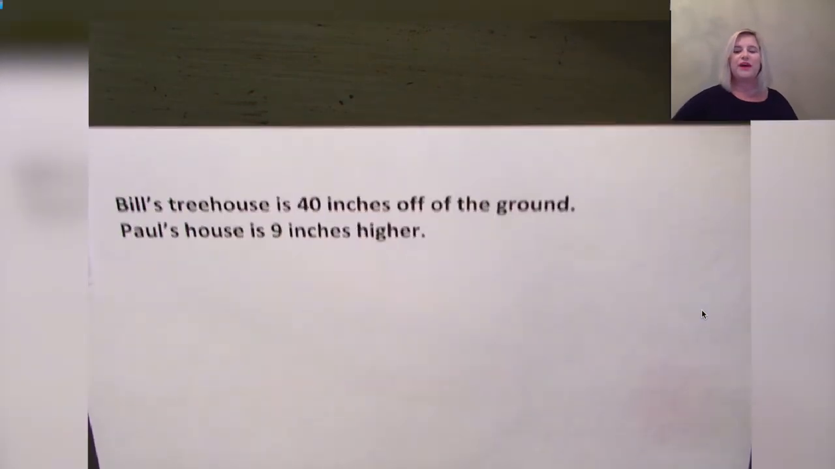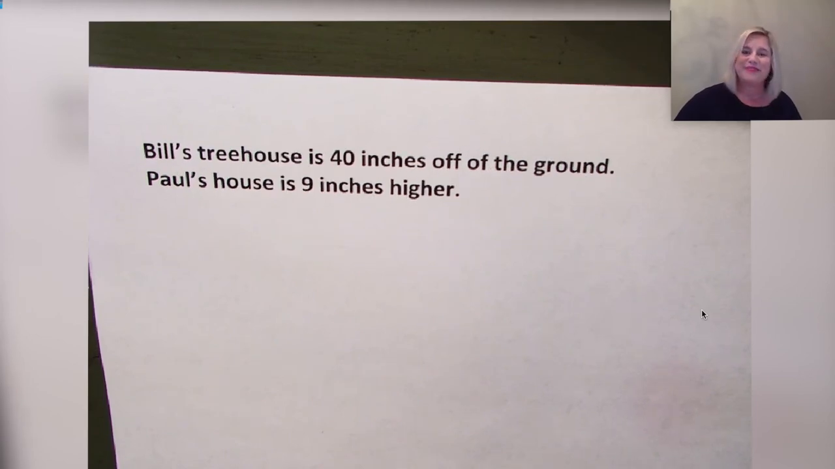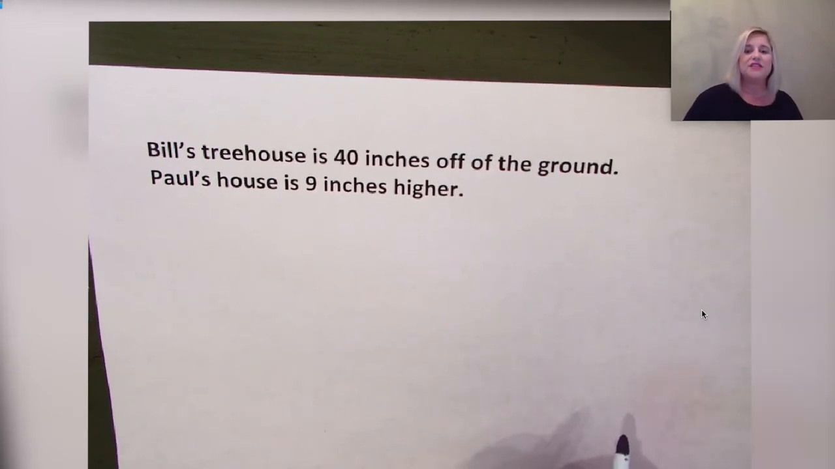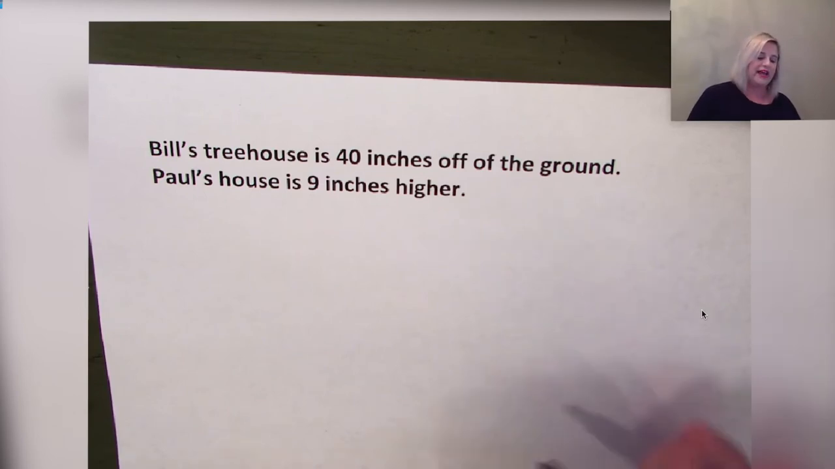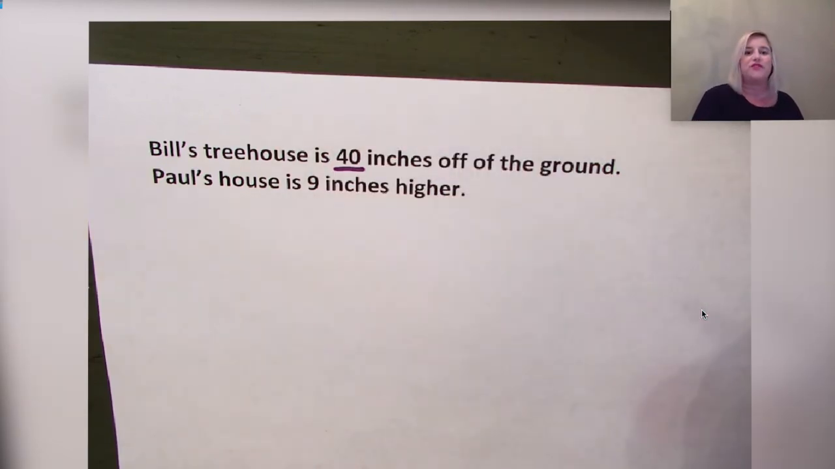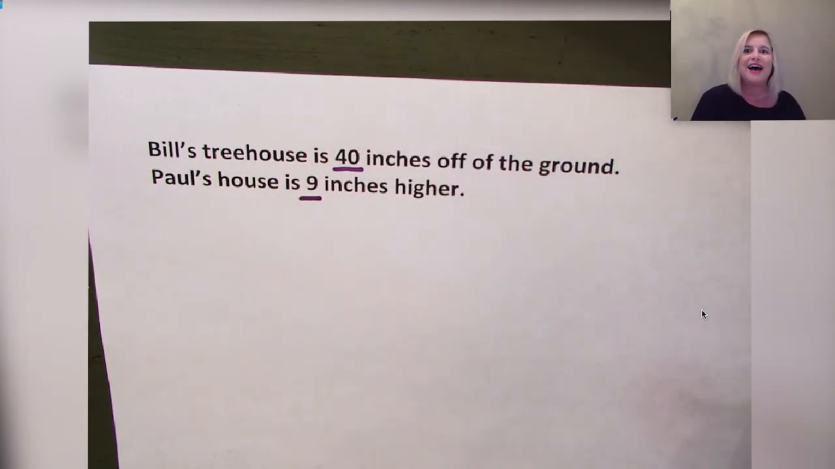I want you to go ahead and read this problem to yourself. Now read it with me. Bill's tree house is 40 inches off the ground. Paul's house is 9 inches higher. So we see that Bill's tree house is 40 inches off the ground, and Paul's tree house is 9 inches higher. So let's go ahead and draw a model that matches our problem.